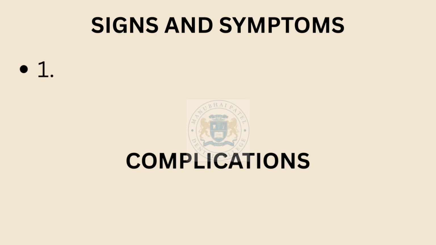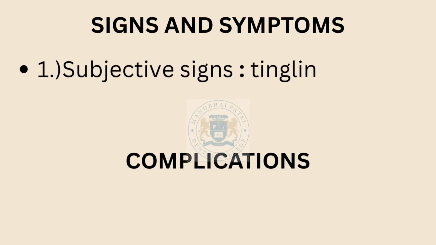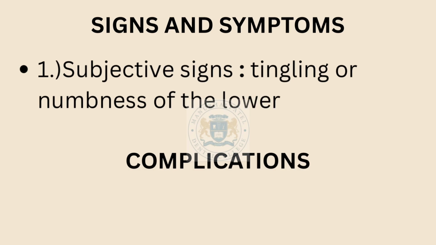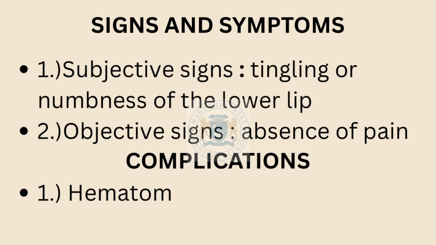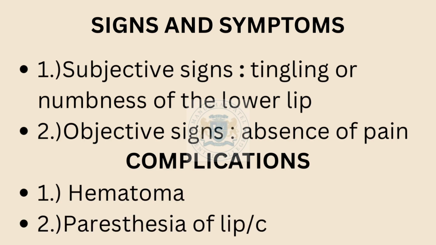Its subjective signs are tingling or numbness of the lower lip. And its objective signs are absence of pain. What are its complications? Number 1, hematoma. Number 2 is paresthesia of the lip or chin.